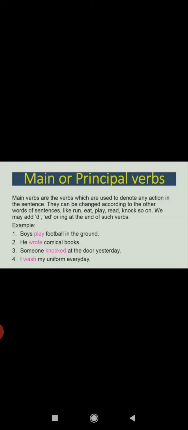We may add d or ed or ing at the end of such verbs. Example: boys play football in the ground. He wrote comical books. Someone knocked at the door yesterday. I wash my uniform every day. Here, play, wrote, knocked, wash, all these are main verbs or principal verbs.